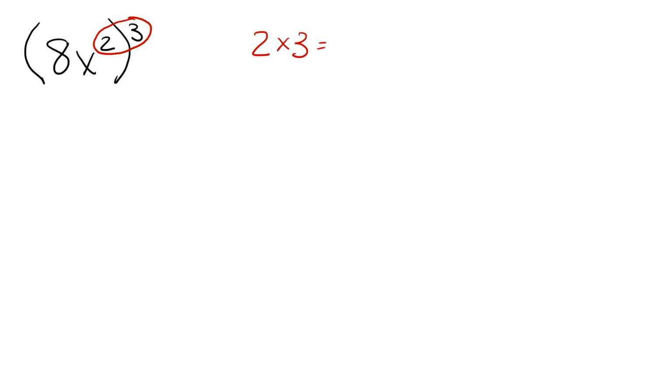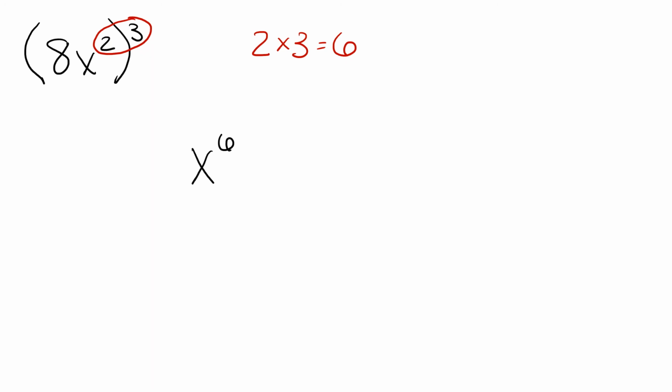Now, let's take it up a notch. Our next problem is going to be 8x squared raised to the 3rd power. Just like before, we can go ahead and multiply those exponents that are side by side. 2 times 3 gives us 6. And so we end up with x to the 6th power.